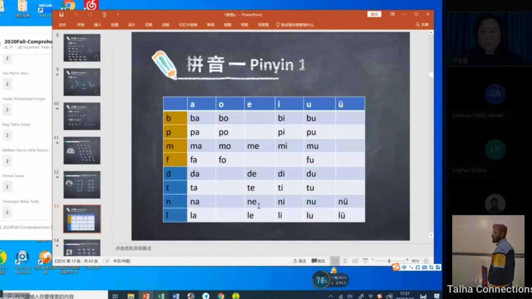Okay, this column. M, a, ma. D, a, da. T, a, ta. N, a, na. L, a, la.